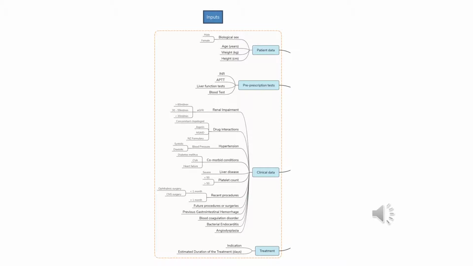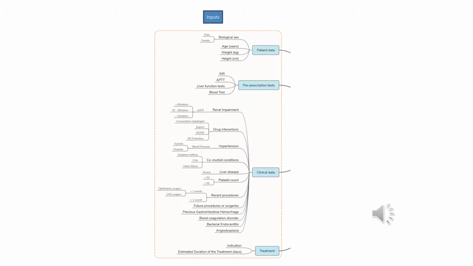Severe hypertension may also contraindicate the prescription of enoxaparin. Therefore, blood pressure measurements must also be taken. Comorbid conditions such as diabetes or heart failure can also put the patient at an increased risk of bleeding. Severe liver disease is also a contraindication for the prescription of enoxaparin. A platelet count of less than 50,000 per cubic millimeter, as well as recent procedures such as eye surgery less than 1 month ago, are also contraindications.